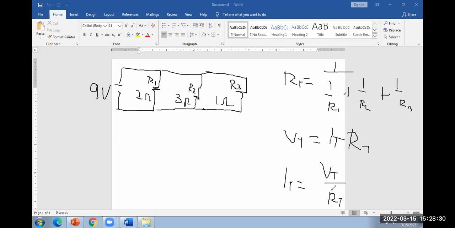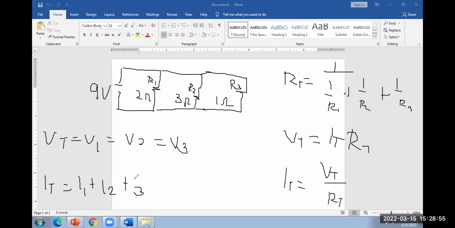Okay? Kapag parallel, ang pare-parehas sa kanila ay voltage. So meaning, VT is equivalent to V1, which is equivalent to V2, which is equivalent to V3. So pare-parehong voltage. So pag IT naman, hahanapin natin, IT is equivalent to I1 plus I2 plus I3. So pag kukunin yung current, I1 is equivalent to V1 over R1. So, yun. Solve na.